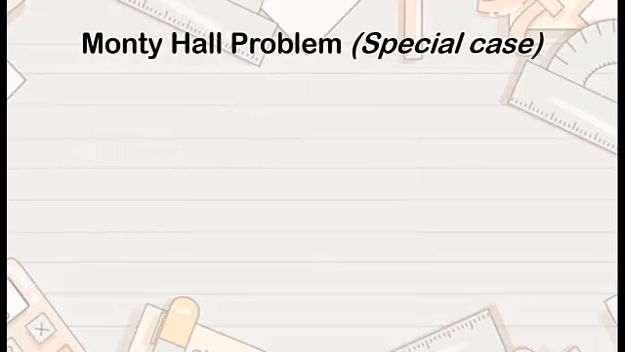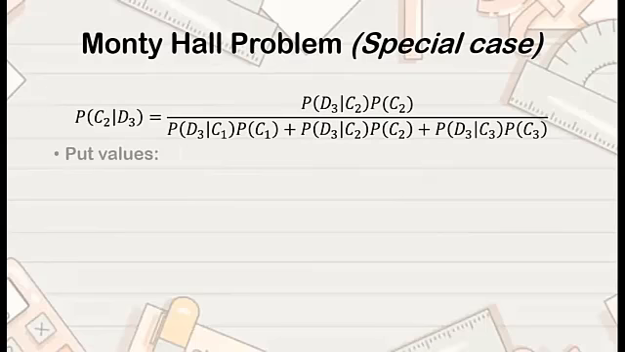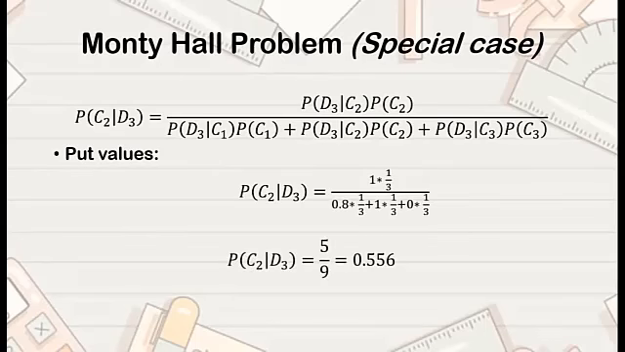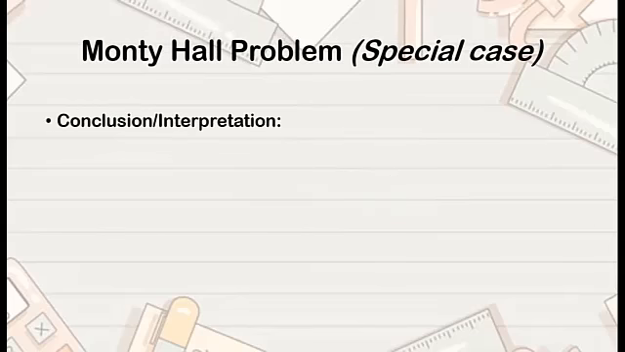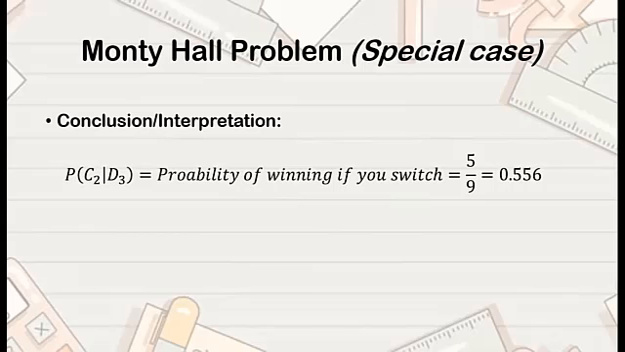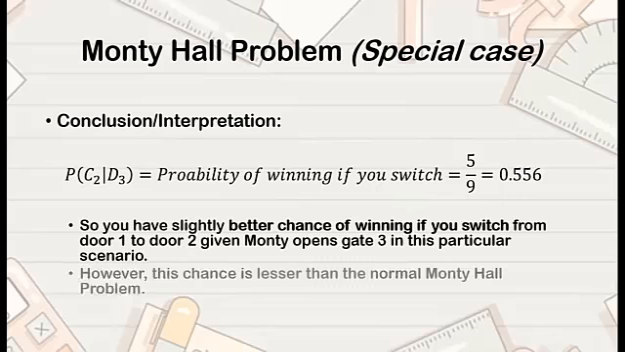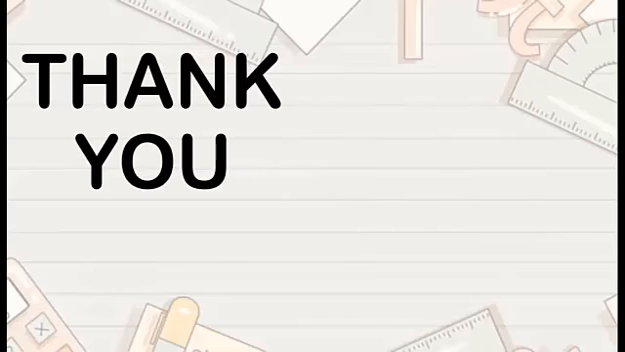We substitute all these values in our formula to get the probability of C2 given D3, which we find to be equal to 0.556. Now, what's the conclusion we can draw from this? That if you switch, you have a slightly better chance, around 5.6% more chance of winning compared to if you don't switch. However, we observe that the probability of winning on switching has decreased compared to the normal case where Monty was unbiased. So that's all from us. Thank you for watching.